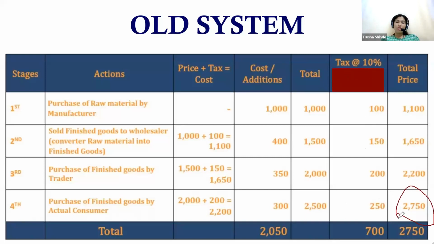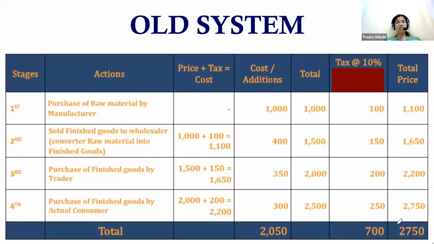Now, if you could see, this 2750 includes the value of the taxes which were paid earlier. So the old system was having this double taxation system, that is the tax on taxes part, which has made the consumer bear the burden of that particular tax. Now you can observe from 1100 the price has gone up to 2750, a long distance of 1650, the extra charges which we are bearing.